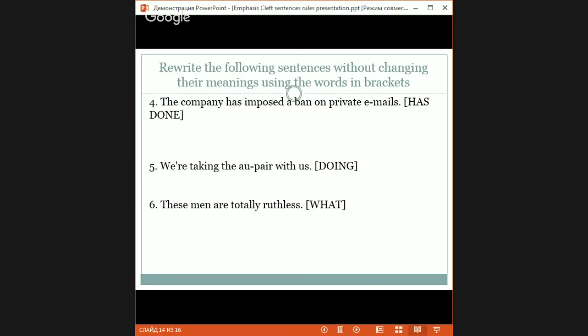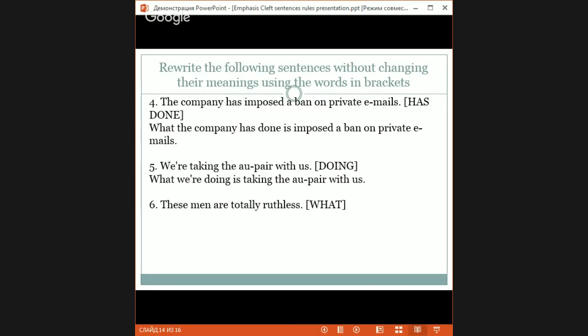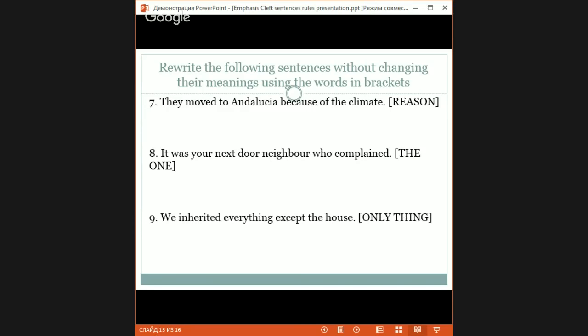Let's check. The company has imposed a ban on private emails. What the company has done is impose a ban on private emails. We are taking the au pair with us. What we are doing is taking the au pair with us. And these men are totally ruthless. What these men are is totally ruthless. Sounds funny. Okay, the next one.